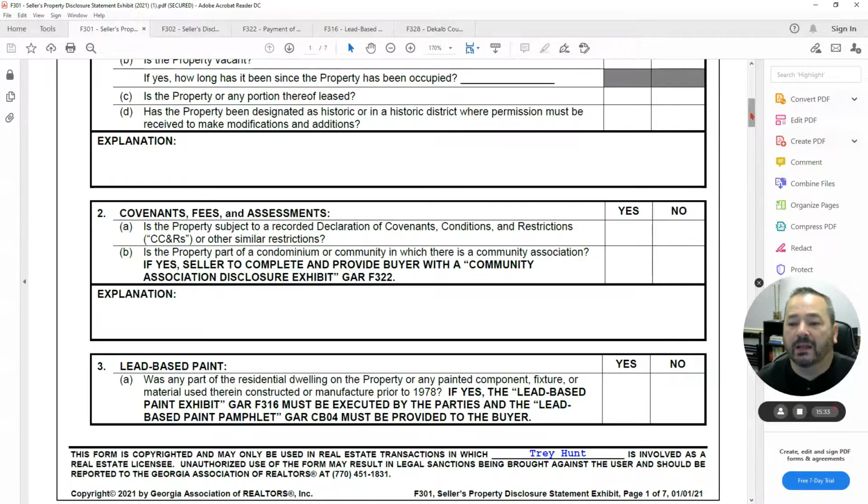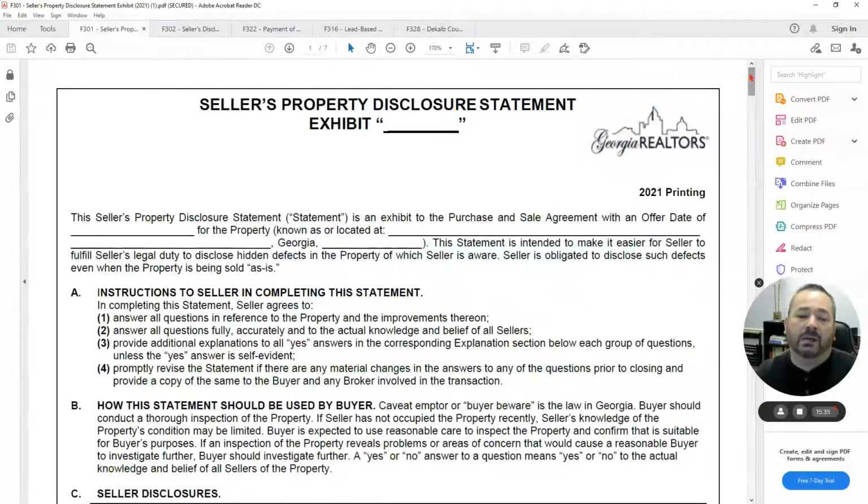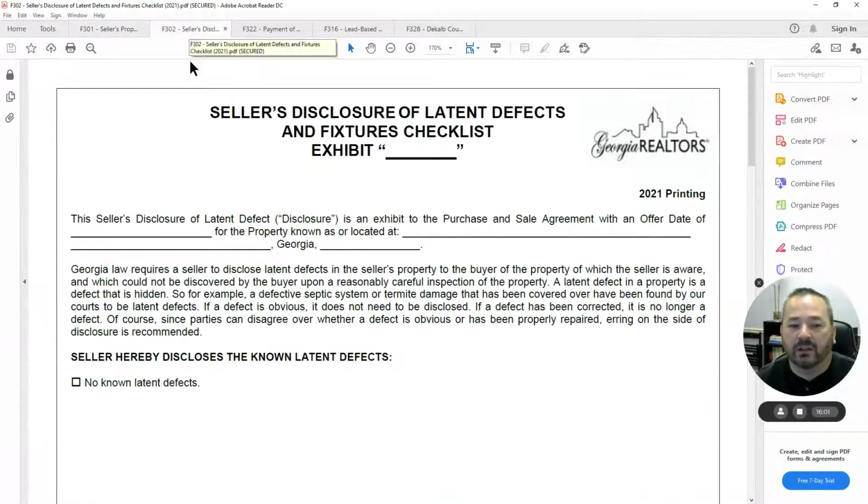Okay. Now, like I said, you're going to have clients that are going to push back. They don't want to make a disclosure. Okay. They're not going to want to fill this form out. I still encourage you to try and get them to fill this form out. Okay. But this year they have added a new form that is a short form. Okay. That only does two things. And that's going to be our seller's disclosure of latent defects.